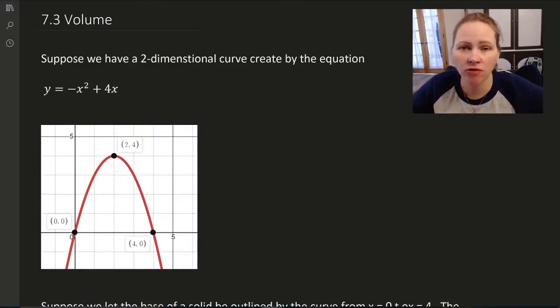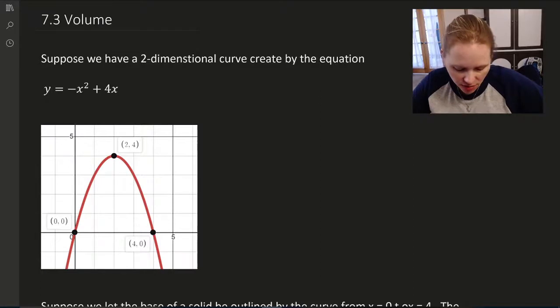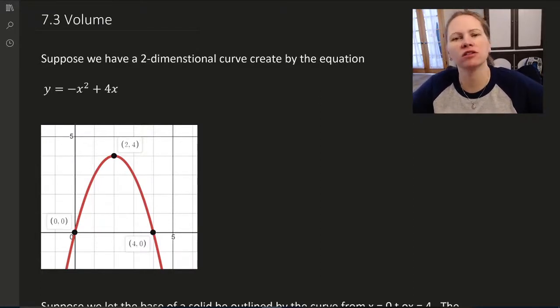Today we're going to talk about volume, and we need to remember how we started using integrals to find area in order to understand how we're going to use them here to find volume.